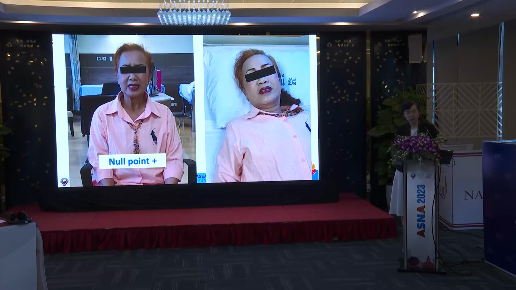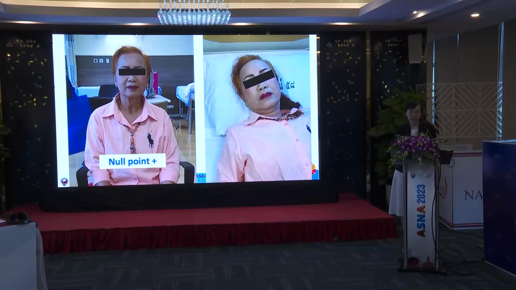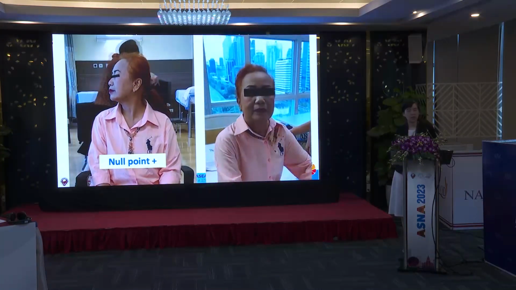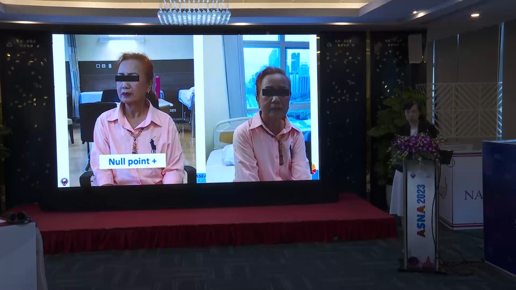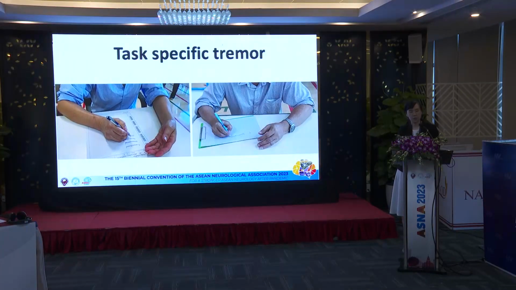And when we ask her to lie down, you can see that the head is still like this. So it means that the head tremor still occurs when she lies down as well as when she sits. So this is an example of cervical dystonia with dystonic tremor.